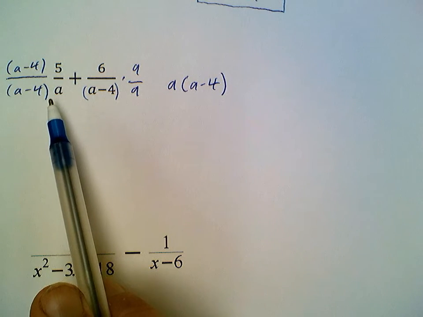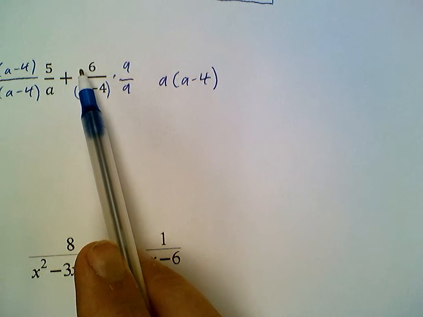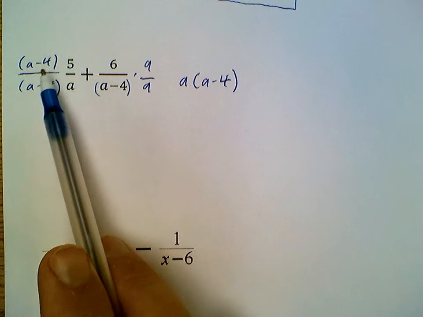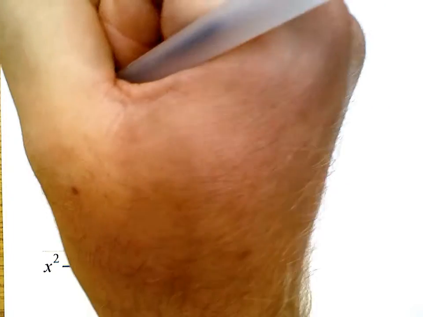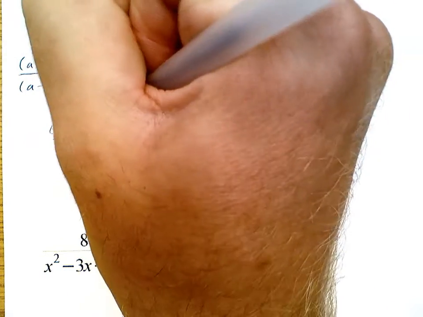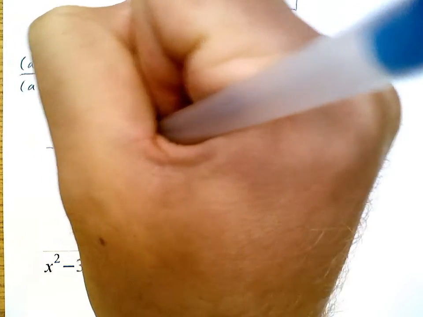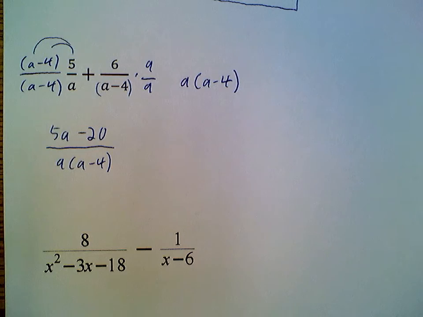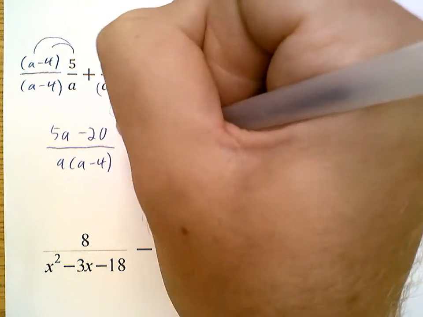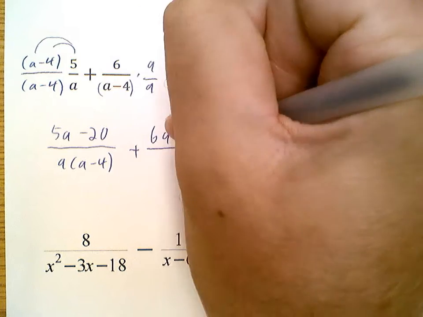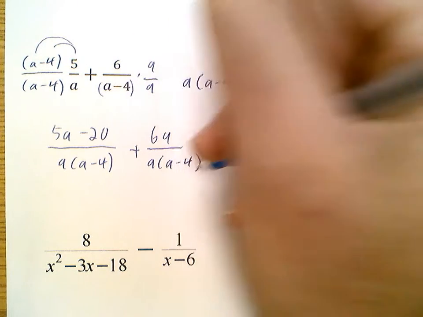So on this left fraction here, I'm going to go ahead and distribute this 5 across the parentheses here. So that will become 5a minus 20 over a times a minus 4. And then over here, I just have 6 times a. So that becomes 6a over a times a minus 4.